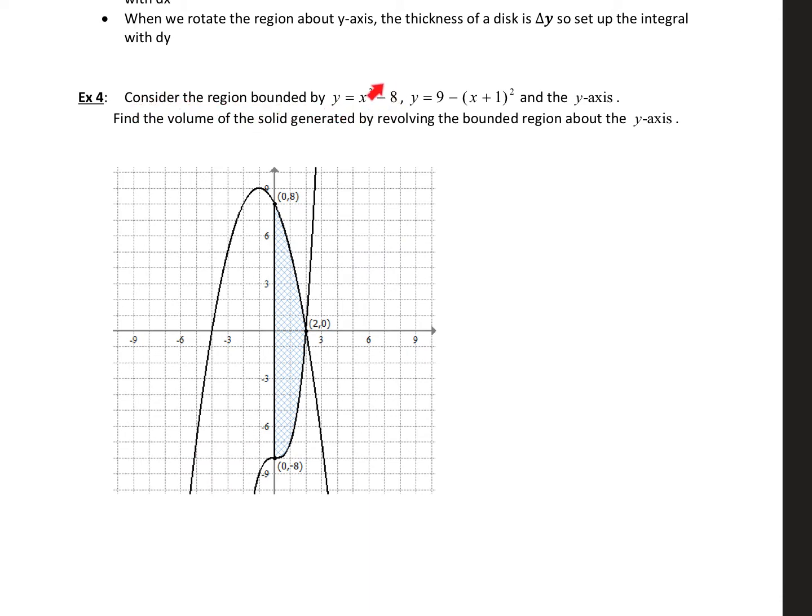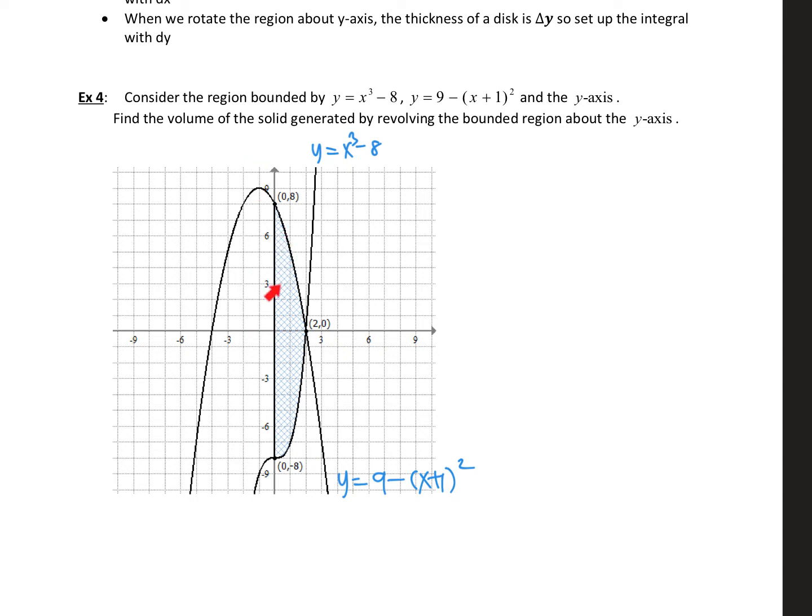Consider the region bounded by y is equal to x cubed minus 8. So it's a cubic function. It goes like this, generally speaking. And then I have 9 minus (x plus 1) squared. Again, this is a square, so it's a quadratic function. There's a negative in front of the x squared term, so it's a parabola going backwards. So this must be y is equal to 9 minus (x plus 1) squared, and this is y is equal to x cubed minus 8. And it's also bounded by the y-axis. So I have a graph that goes like this, a graph that goes like this, and then the y-axis.